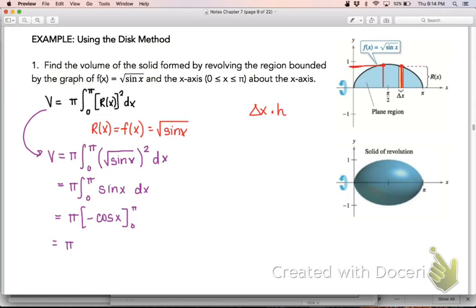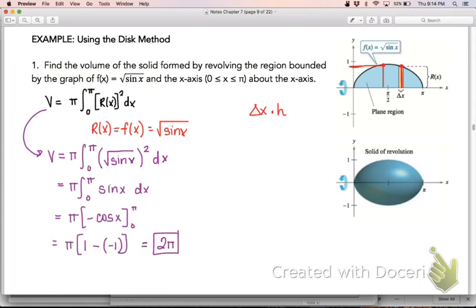When we evaluate that, the cosine at pi is -1, times a negative makes it +1, minus the cosine at 0, which is +1, but then it's going to flip negative here. And so we get that the volume is 2 pi. So the volume of that surface that we create is 2 pi.